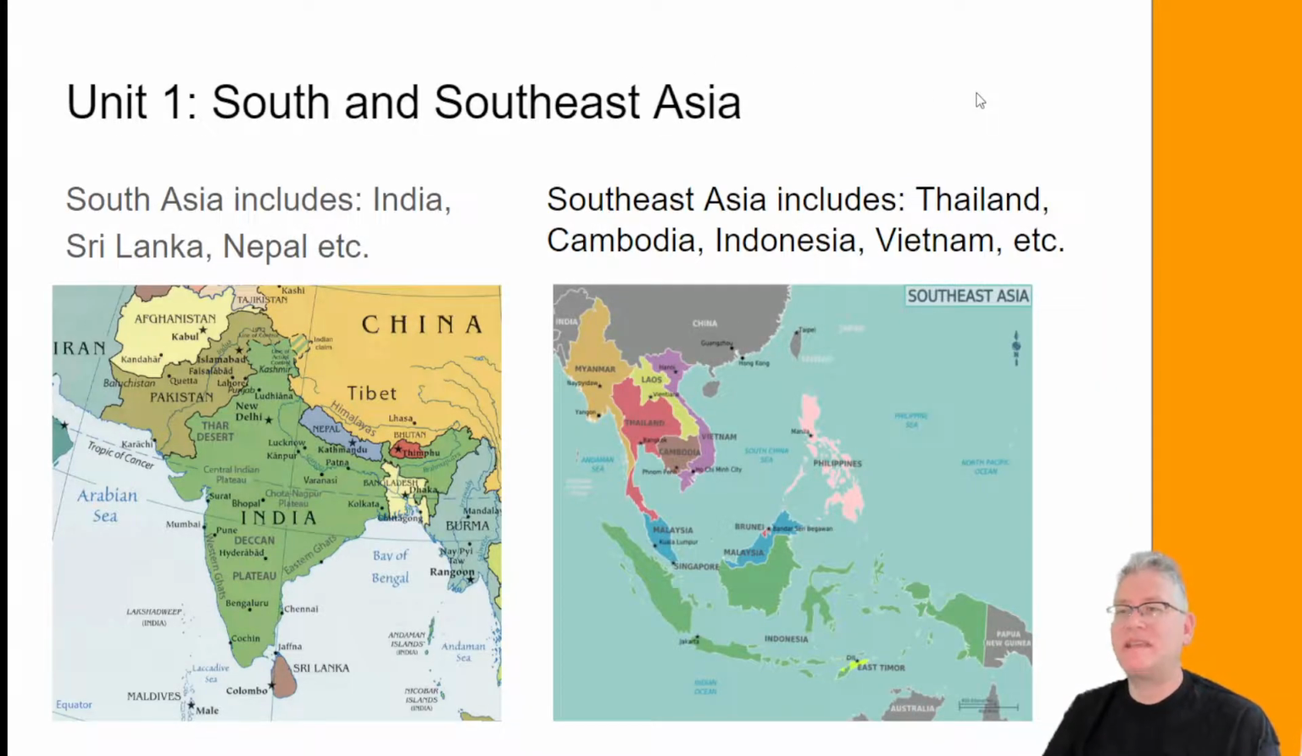All right, let's take a look at South and Southeast Asia then. We got South Asia, which would include India, Sri Lanka, Nepal, etc. So it's directly south. Southeast Asia, on the other hand, is like Thailand, Cambodia, Indonesia, and Vietnam, etc. So make sure we know the difference between these. These often get confused. If the question asks about South Asia and you're writing about Thailand, you're going to get it wrong. So make sure you know what countries are included in South Asia, say, versus Southeast Asia.